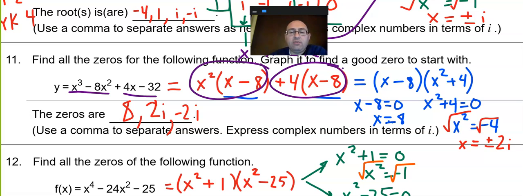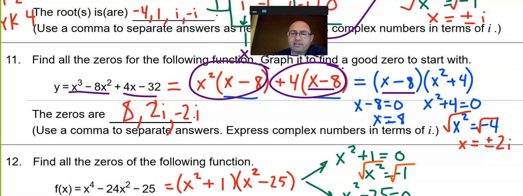Now, could I have gone to the graph? Sure, I could go to the graph. I'm going to find one 0, and then I would have to use synthetic division. My method doesn't even require me to use synthetic division. But if you feel more comfortable going to the graph, finding that 1 zero, and then using it with synthetic division, by all means, that's a good strategy too.